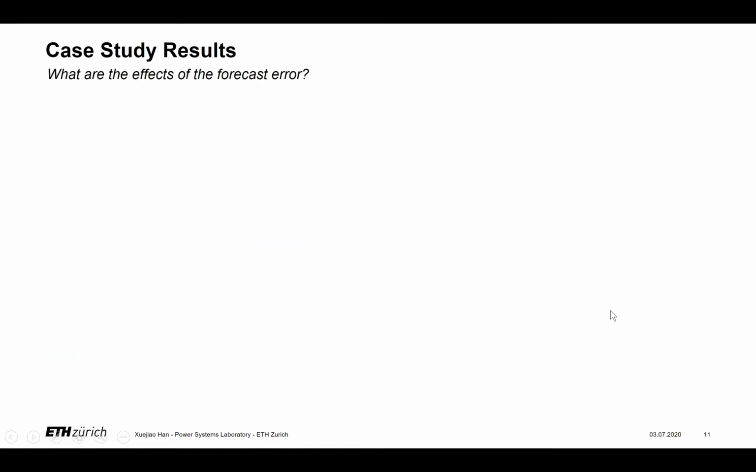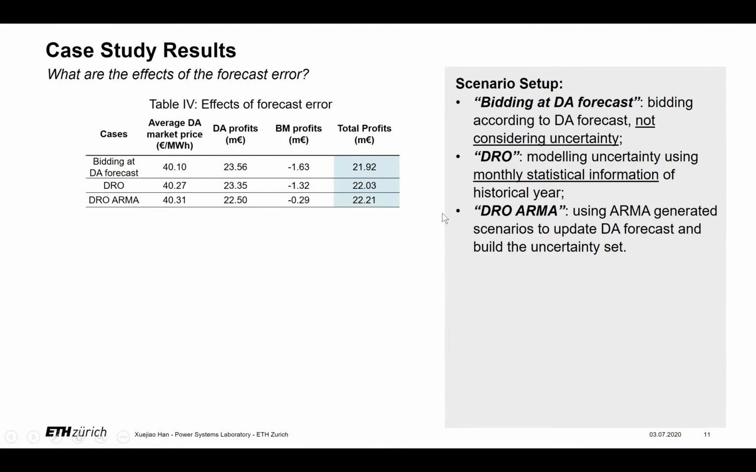So now let's see what the effects of the forecast errors are. To investigate them, we show three cases. The first is bidding at the day-ahead forecast, which we consider as a benchmark case. Bidding at the day-ahead forecast means that we assume the forecast we made at the day-ahead stage is perfect, so we don't consider any uncertainties in real time. The other two cases are the DRO case and the DRO ARMA case.